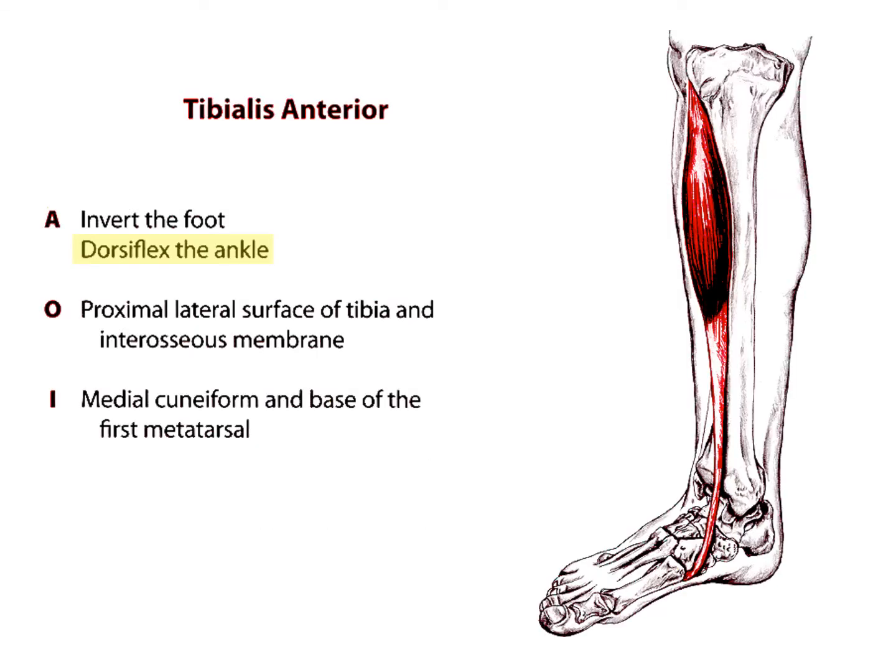The tibialis anterior is the strongest muscle used for ankle dorsiflexion. It originates on the upper surface of the lateral tibia and inserts on 2 bones at the base of the big toe.